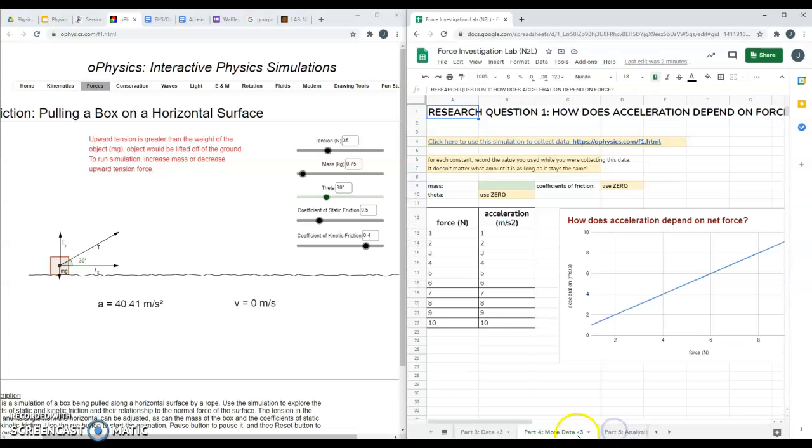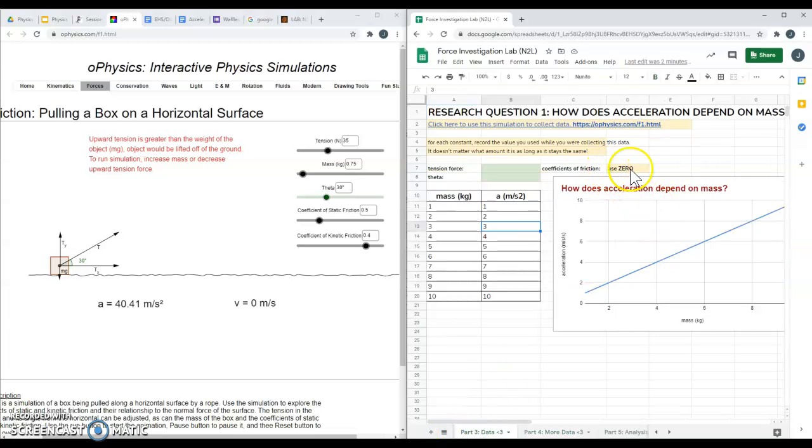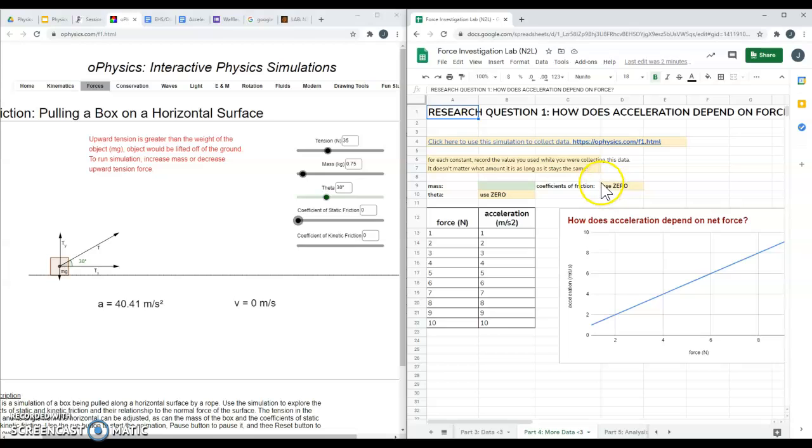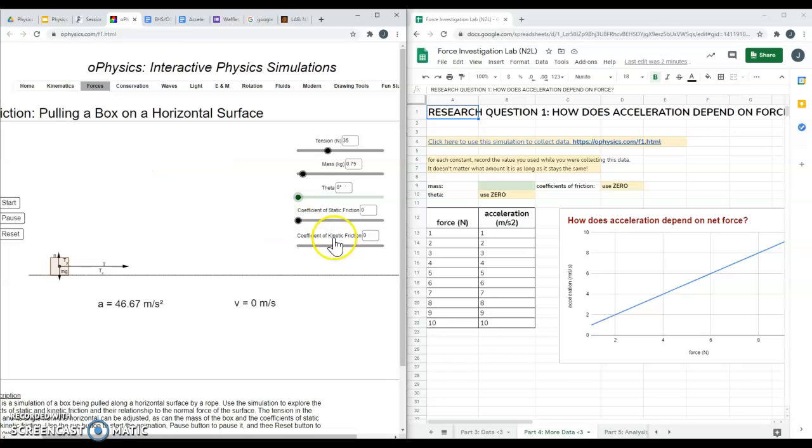Part 4 is very similar, except this time you will be depending on force. I want to draw your attention to 2 very important things. First, on Part 3, our coefficients of friction should be dropped all the way down to 0. For Part 4, our coefficients of friction still stay 0, but we also want to drop theta all the way down to 0, so that we are only dealing with a force being pulled in one direction.